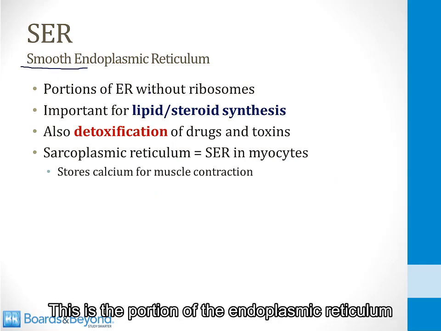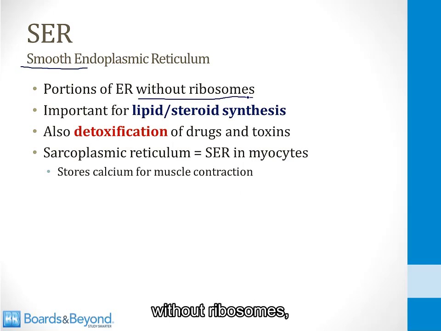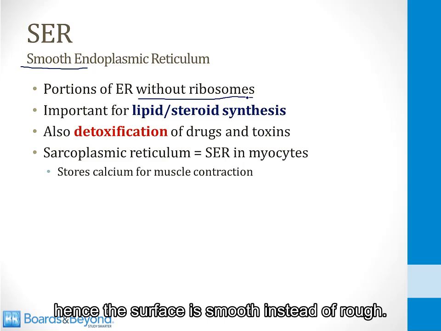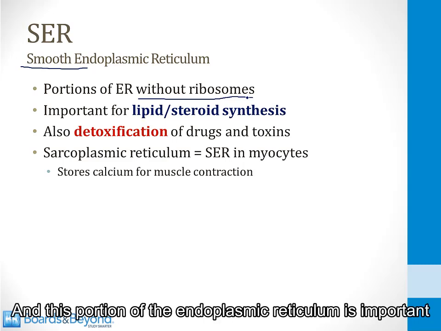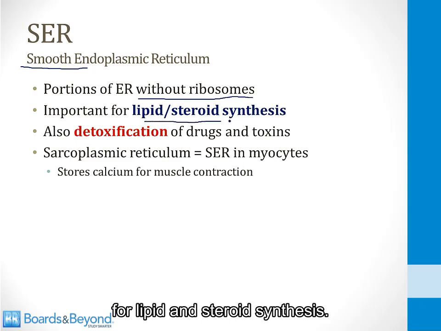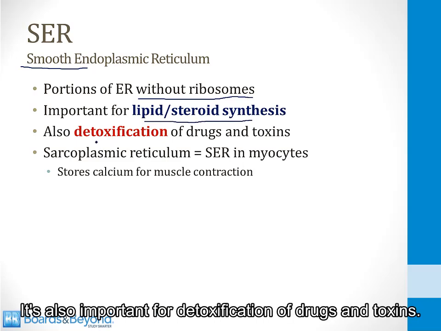Switching gears, now let's talk about the smooth endoplasmic reticulum. This is the portion of the endoplasmic reticulum without ribosomes, hence the surface is smooth instead of rough. And this portion of the endoplasmic reticulum is important for lipid and steroid synthesis. It's also important for detoxification of drugs and toxins.